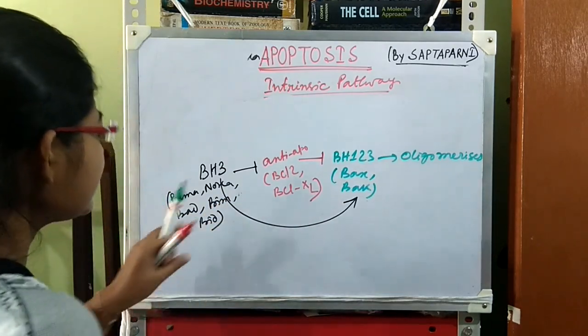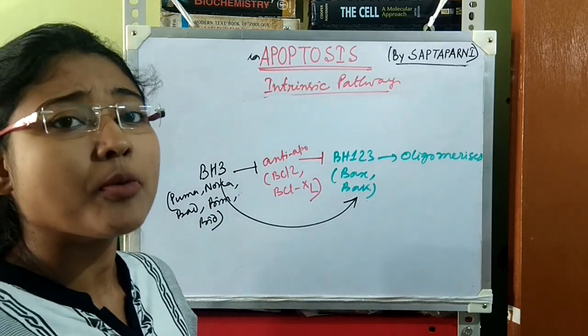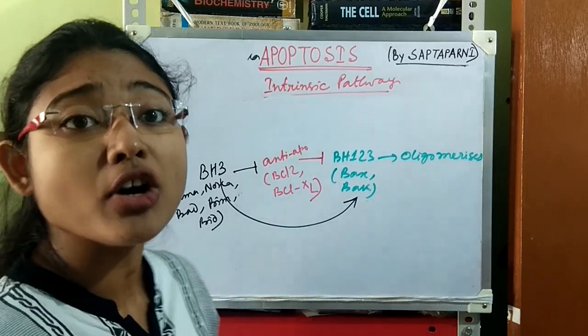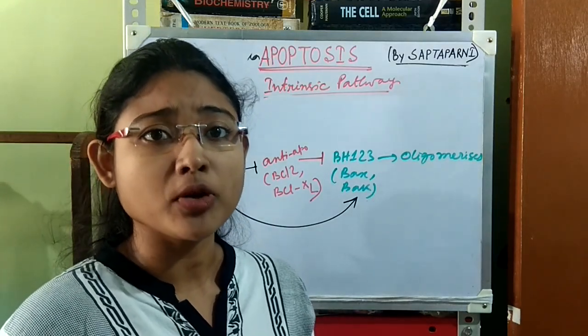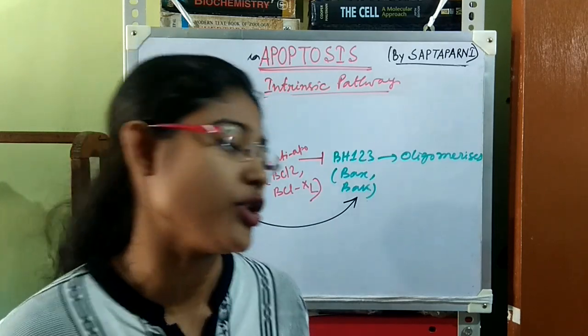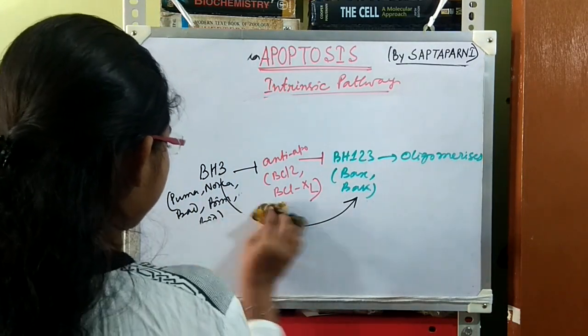Different BH3 proteins act at different apoptotic signals. Like Puma and Noxa work when there is any kind of unrepaired DNA damage in the cell and apoptosis is needed. Then Puma and Noxa are activated by p53, the tumor suppressor gene of our body.